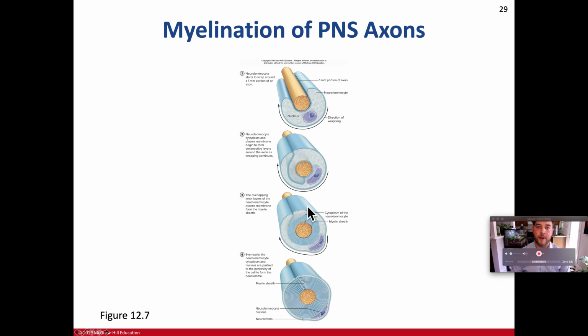And as it does that, it's pushing all of the cytoplasm and the nucleus further and further to the periphery until you end up with just a thin layer of really compressed cytoplasm and a compressed nucleus, which is called the neurolemma.